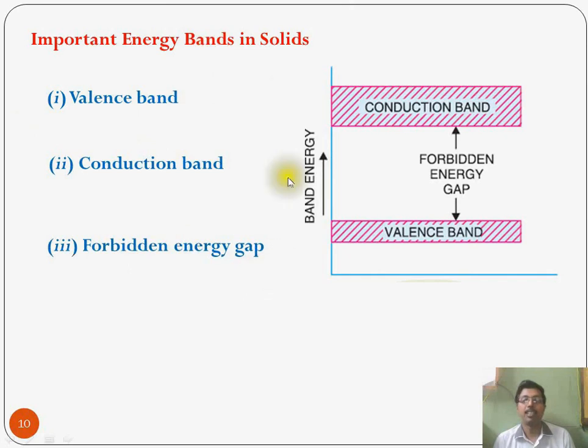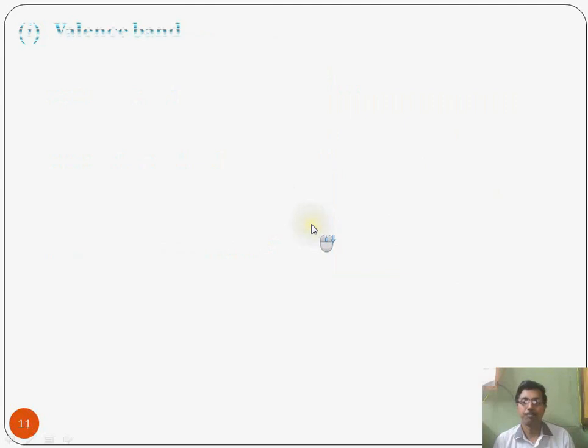The energy of electrons can be represented with the help of the valence band, conduction band, and forbidden energy gap. This is called an energy band diagram. This one is the conduction band, and this one is the valence band. The gap between the conduction band and valence band is called the forbidden energy gap. The y-axis is the band energy.